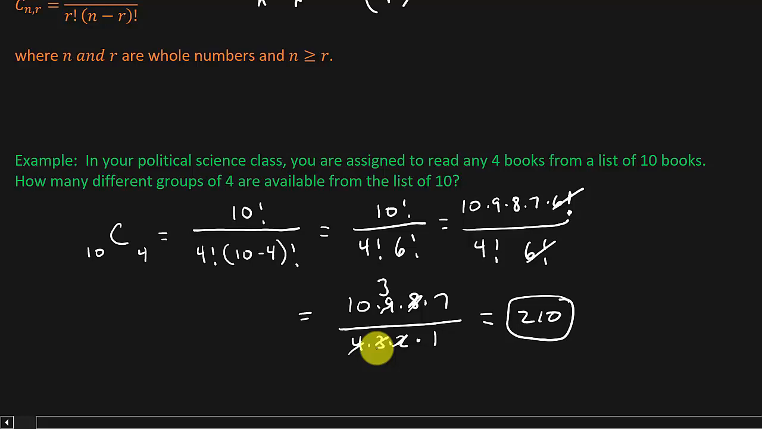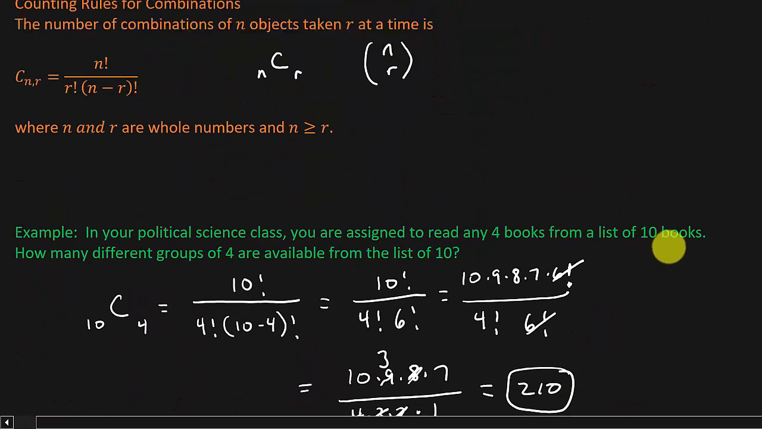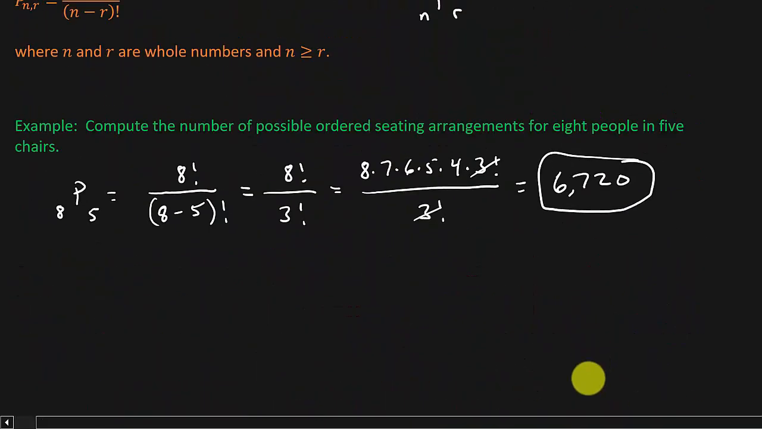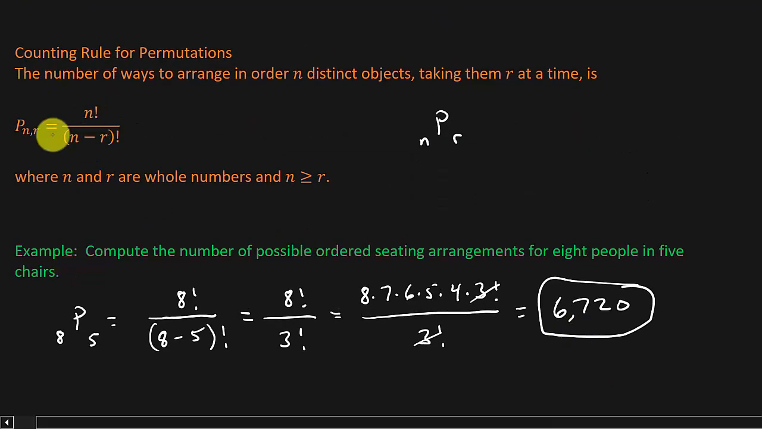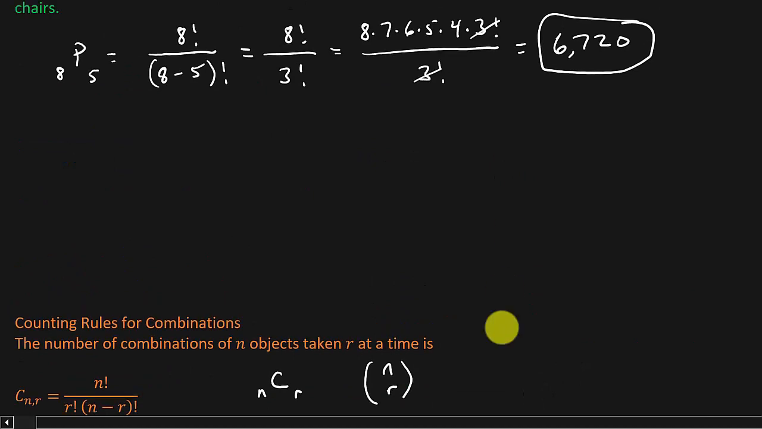Okay, so let's get to the good stuff. Now, we've worked 2 examples. One was permutation, one was combination. So the big question: why in the first example did I use permutation, and why in the second example did I use combination? And it's not because this example was under the permutation formula and this example was under the combination formula.